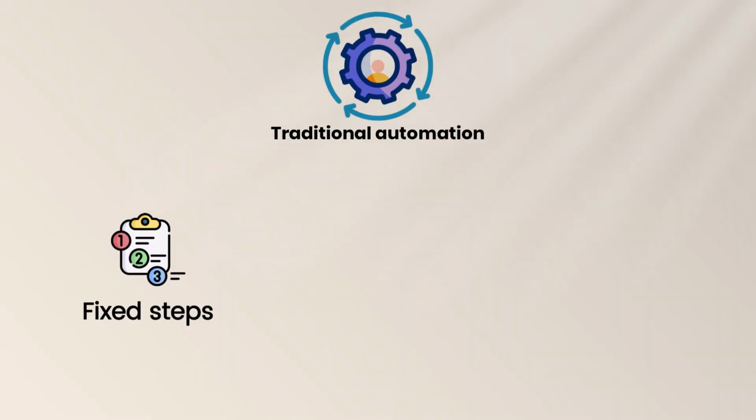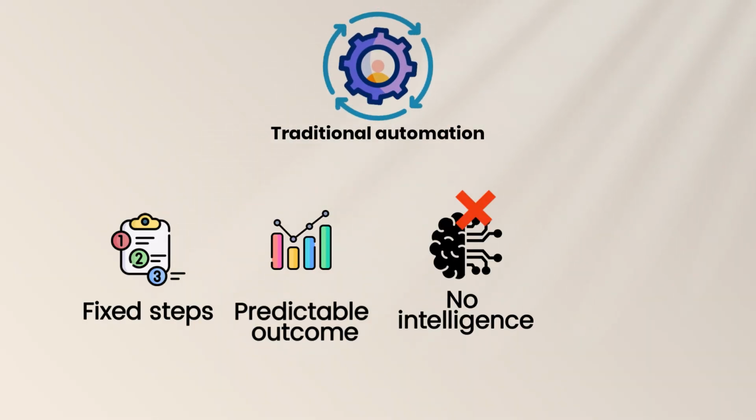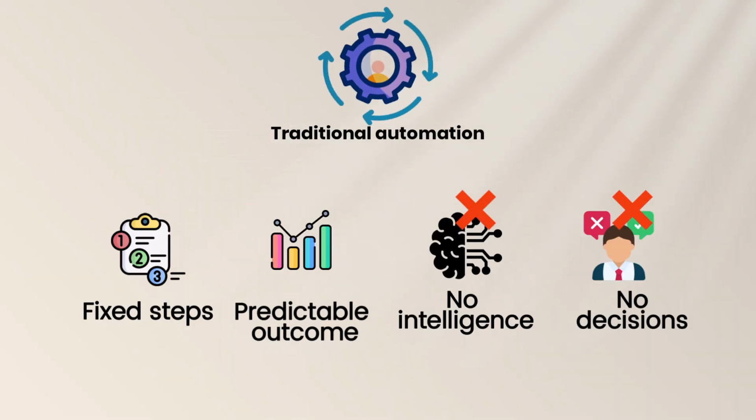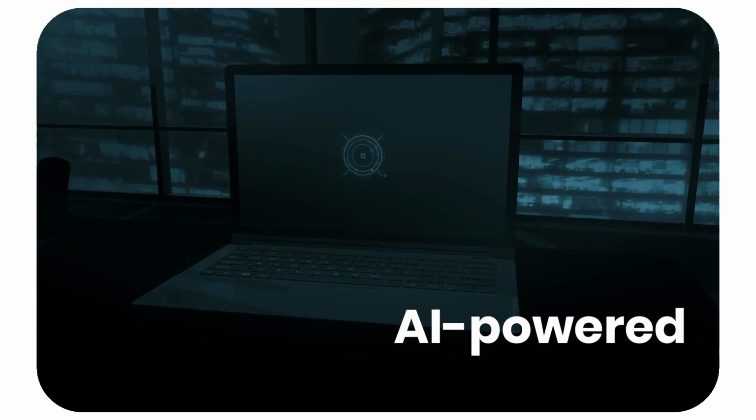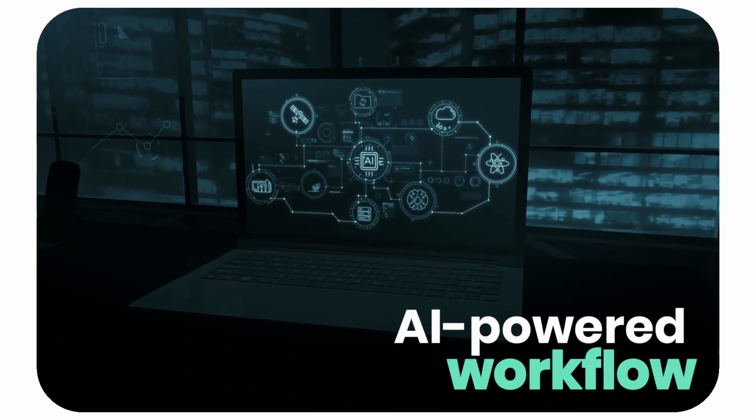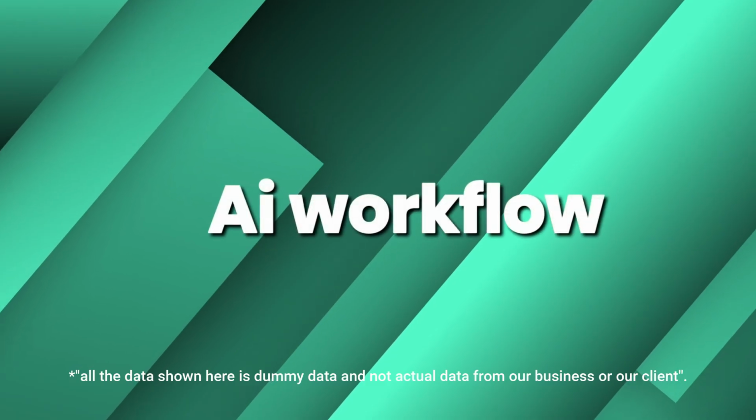So this was traditional automation. Fixed steps, predictable outcome. No intelligence, no decisions, just execute A, B, and then C. But what if we want it to be smart? That's where AI nodes come in. Now let me show you an AI powered workflow so that you can understand more and better.